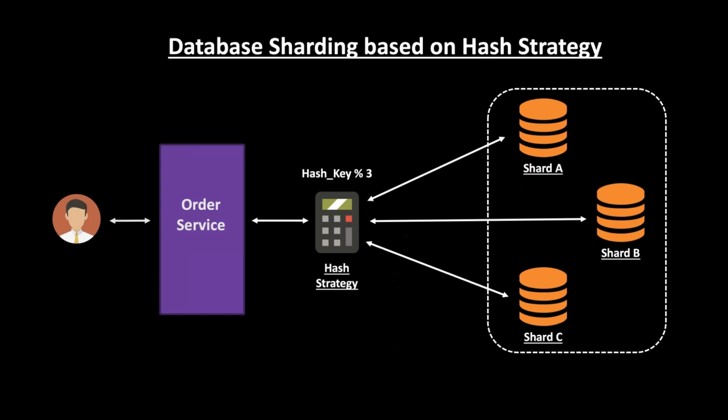In that case, you can use something called a hashing strategy. As you see here, I have a hashing strategy. You can use any algorithm for your hashing, and then you can distribute the data uniformly across multiple shards. As we have here, we have 3 shards, and we are just using a hash strategy to distribute the data equally.